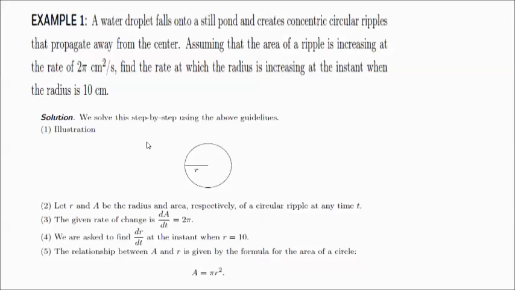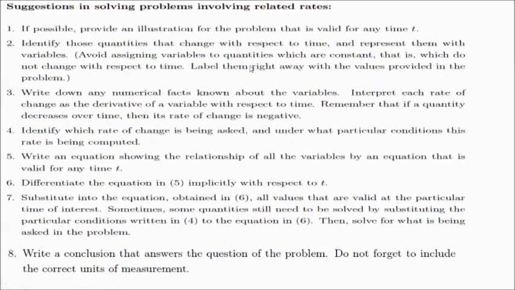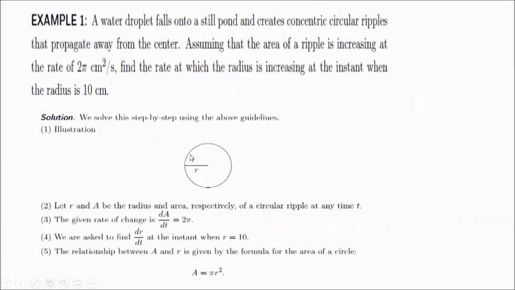Okay, so first, allow me to read. Number 1, if possible, provide an illustration for the problem that is valid for any time t. So kung possible siyang illustrate para mas madali siyang isolve, you may do so. We're talking about a concentric circular ripple, so gawa na lang tayo ng isang circle with radius r.